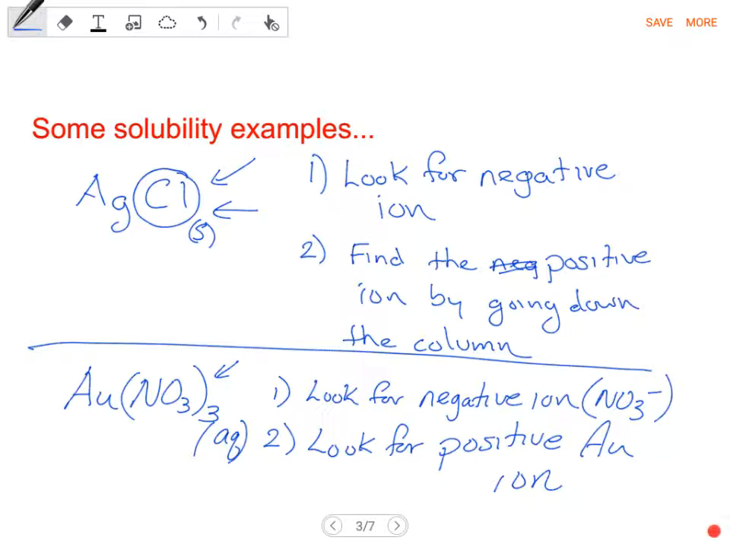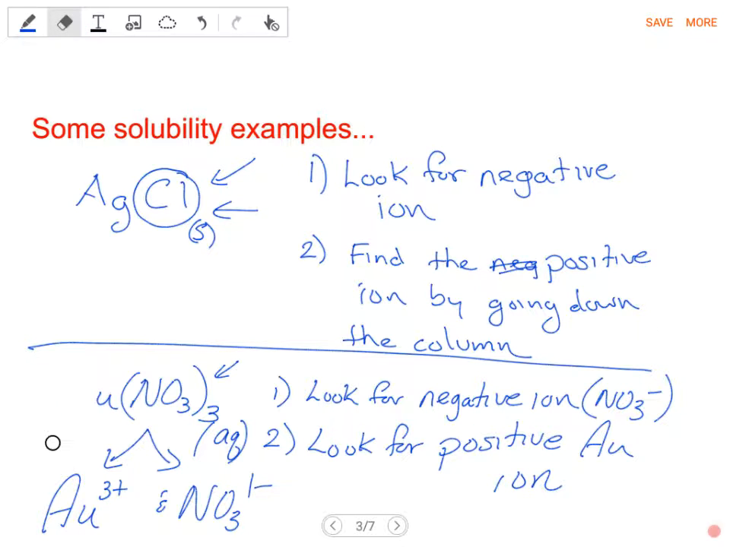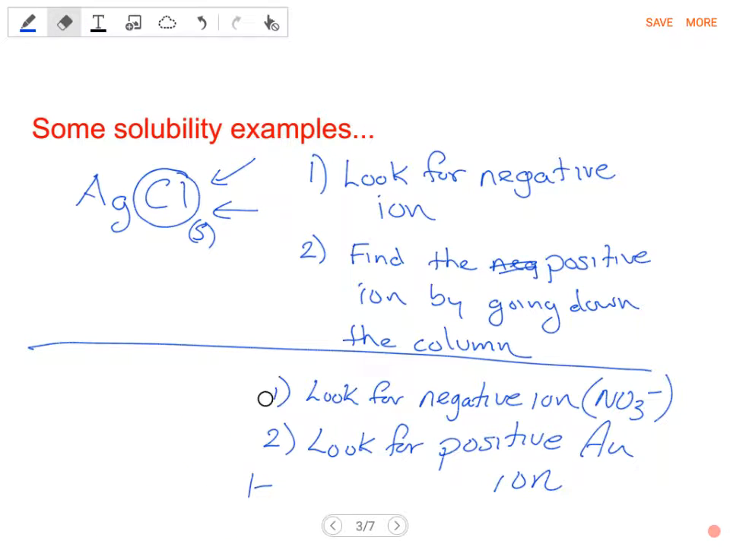If you put this into water, it would separate into its charged ions. I believe Au is 3+, and NO3 minus is 1 minus. I will give you practice with this, but it's a pretty straightforward process. You always look for the negative ion first and then use a table from there. If you want, I can certainly show you one more here. It's not a big deal at all.